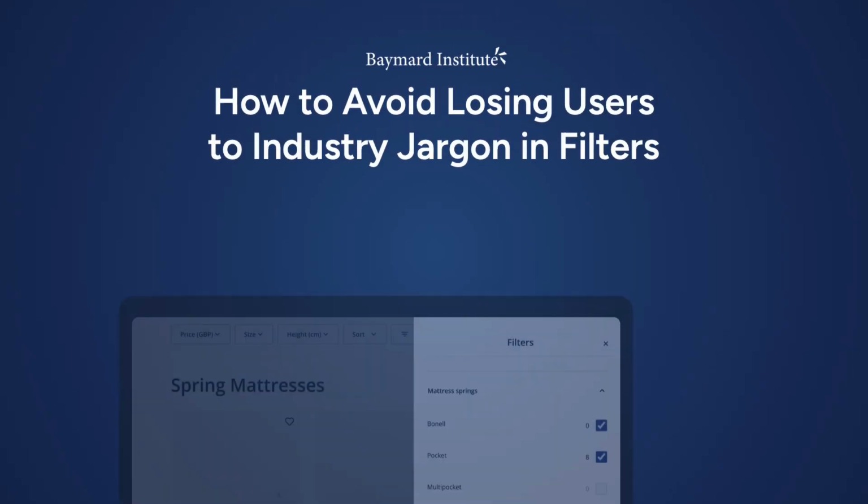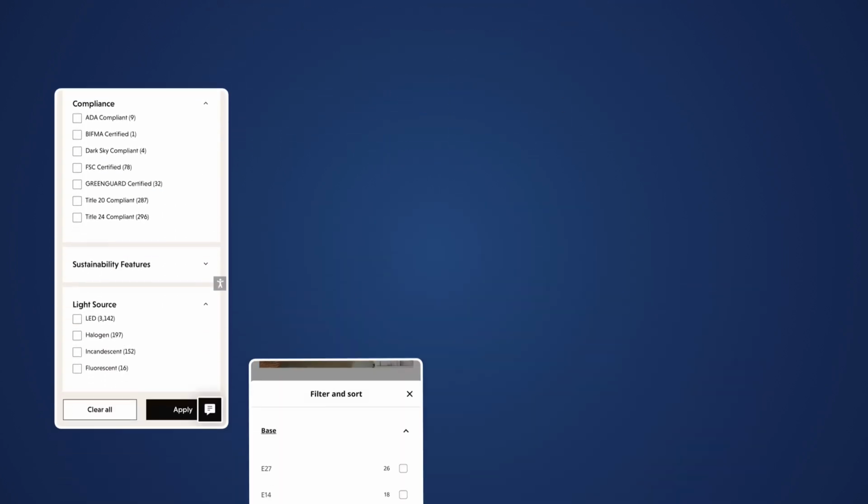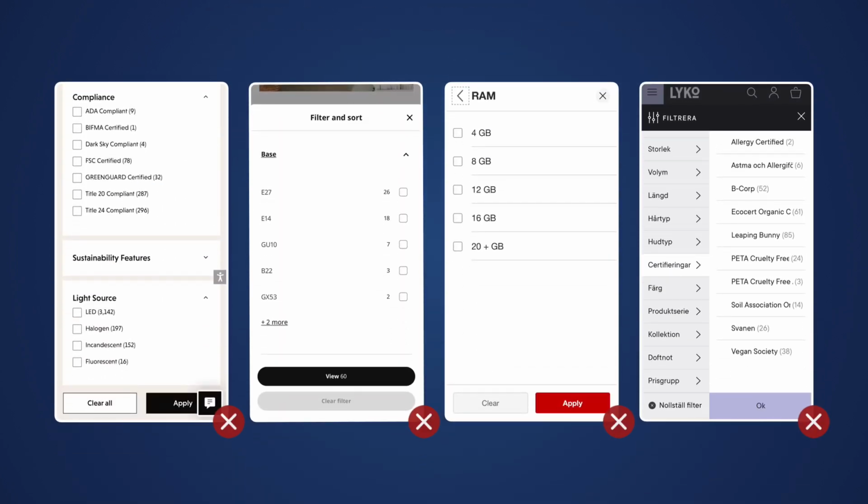If users don't understand the terms used in filters, it can be as damaging as not having the right filters in the first place. In fact, it was observed during testing that not fully understanding filter types and options led to both direct and indirect site abandonments. Let's explore how to make filters intuitive for everyone.